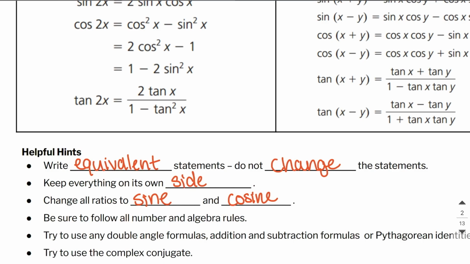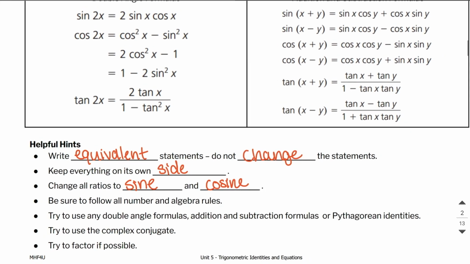You have to keep everything on its own side. So everything on the left side stays on the left side, everything on the right side stays on the right side. It's a strong suggestion to change all ratios to sine and cosine. It's not necessarily always going to be helpful, but quite often it will be helpful. Make sure to follow all number and algebra rules.